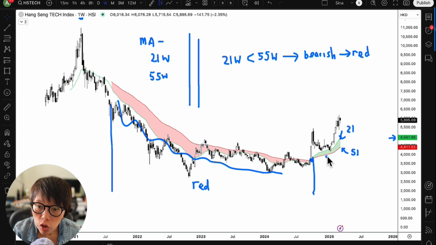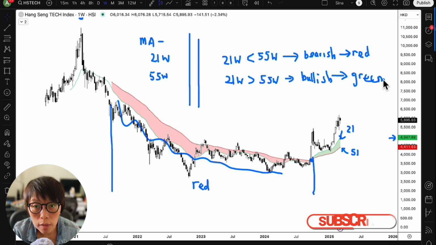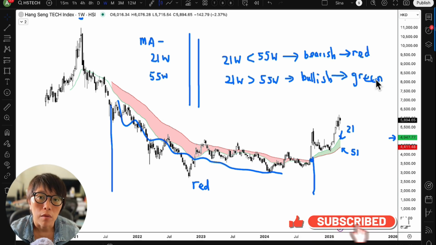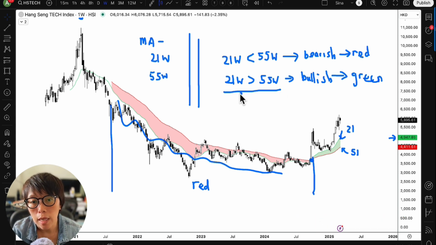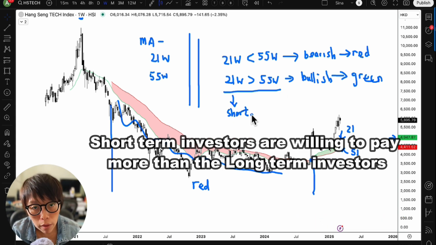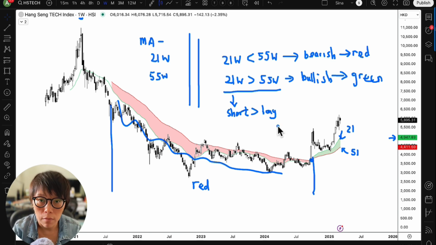Now, when will it change to a green color? That's when we have the 21-week moving average above the 55-week moving average. This would be a bullish situation, and likewise the color would be green. How do we understand this from the price behavior? If the 21-week is more than the 55-week, it says that short-term investors are willing to pay more than long-term investors. That means the short-term investors are starting to get a little bit bullish, more positive about prices, than the longer-term investors.